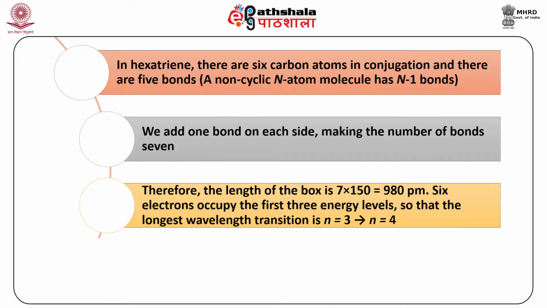There were 6 carbon atoms in conjugation, and that means there were 6 molecular orbitals that we obtain, and there are 6 electrons to be put in these molecular orbitals. 2 electrons in each molecular orbital means that the highest occupied level is 3, and the longest wavelength or the shortest energy transition is from the 3rd energy level to the 4th energy level.